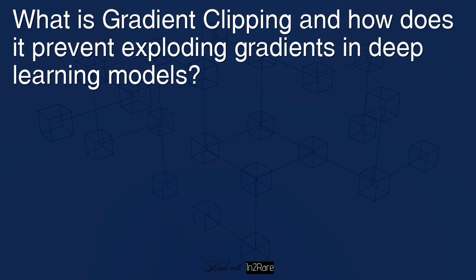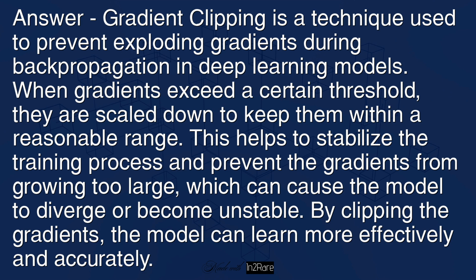What is gradient clipping and how does it prevent exploding gradients in deep learning models? Answer: gradient clipping is a technique used to prevent exploding gradients during backpropagation in deep learning models. When gradients exceed a certain threshold, they are scaled down to keep them within a reasonable range. This helps to stabilize the training process and prevent the gradients from growing too large, which can cause the model to diverge or become unstable. By clipping the gradients, the model can learn more effectively and accurately.